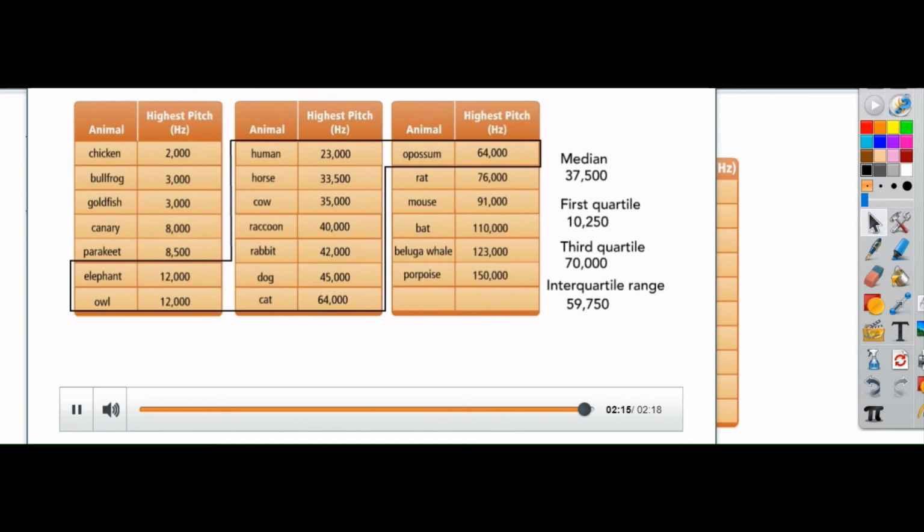And that is the interquartile range of the data set. Now, since our interquartile range is such a large number, we can say that this data set, the highest pitch of various animals, has a large variability. Because the interquartile range is so large, the pitch that the animals can hear varies at a high rate. So this is considered high variability since the interquartile range is such a large number.